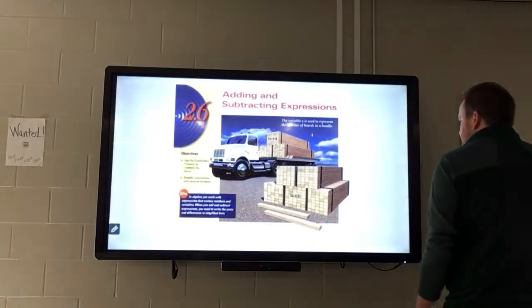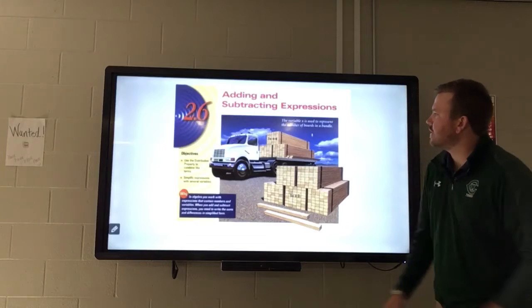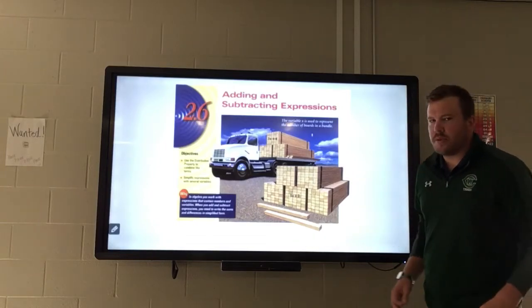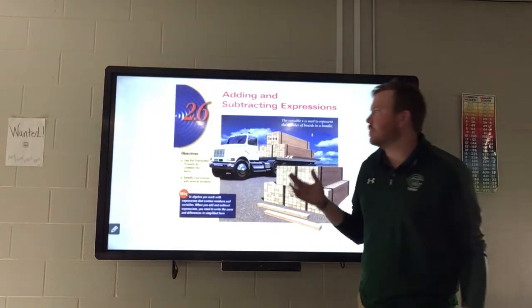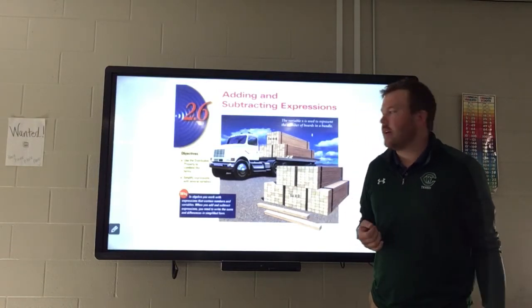Hello class. Today we're going to look at section 2.6, adding and subtracting expressions. This is going to be important throughout the whole year. We're going to be doing a lot of work with expressions, and being able to write them in their simplest form will be very important.